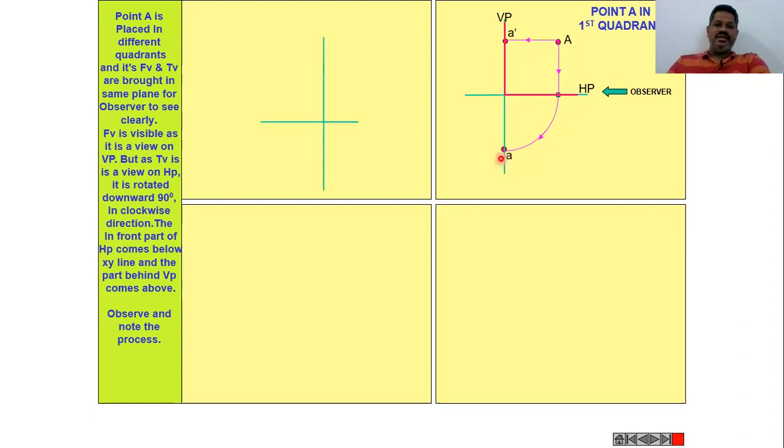So now let me take a point in the second quadrant. The observer is exactly at the same location. Then the point I am assuming is not in front of the VP but behind the VP, because the observer position is not changed, so the point is a certain distance behind the VP and a certain distance above the HP. Then I'm rotating the HP to indicate the top view.